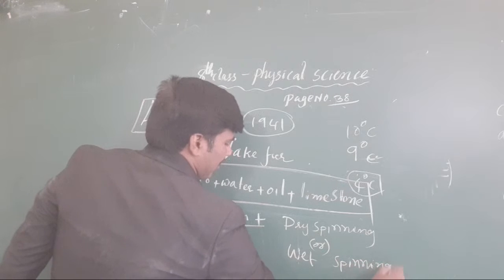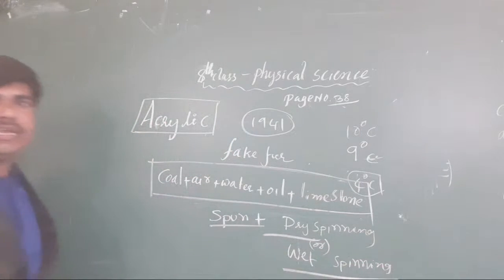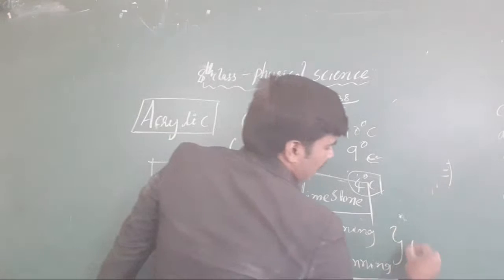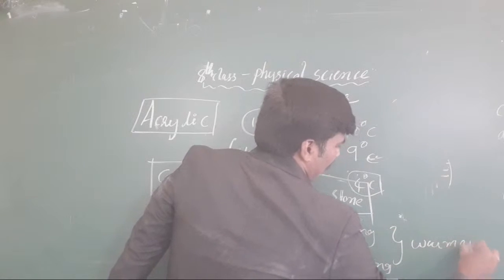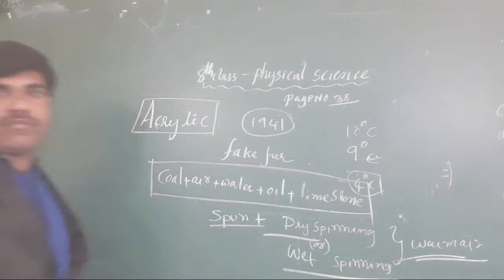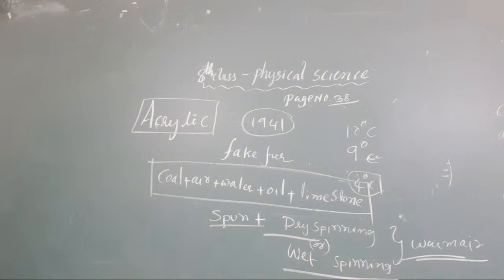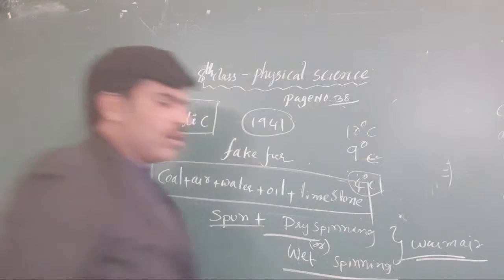We combine all these things and go with dry spinning as well as wet spinning. Okay, clear or not? And it will be made as a polymer. Yes, it is dissolved into polymer, and they are extruded into warm air. Then after we extrude these things into the warm air, it will be formed as one of the polymer. That one is only called acrylic. Okay, understood or not, all the students?